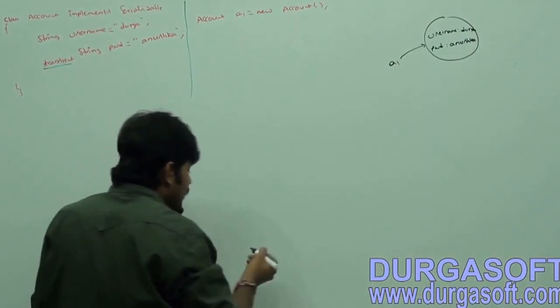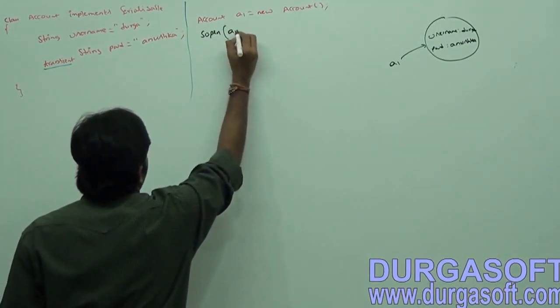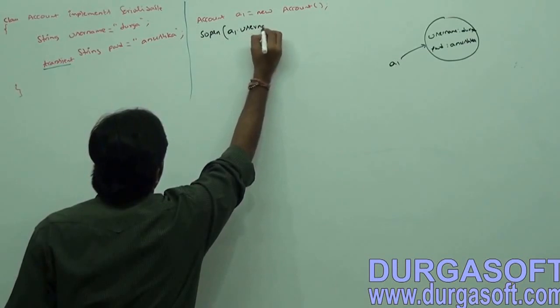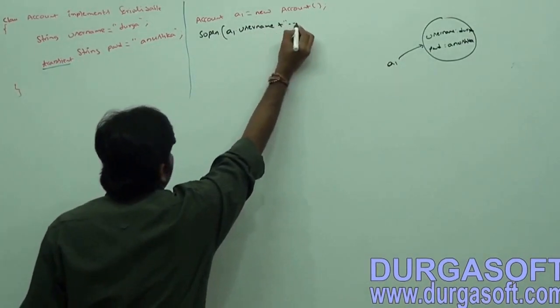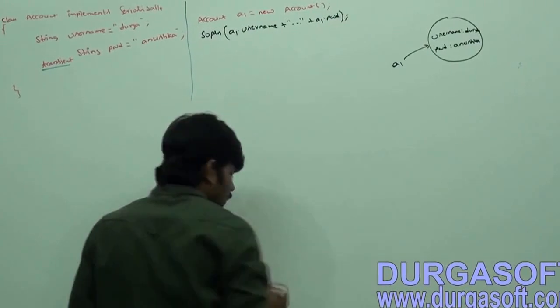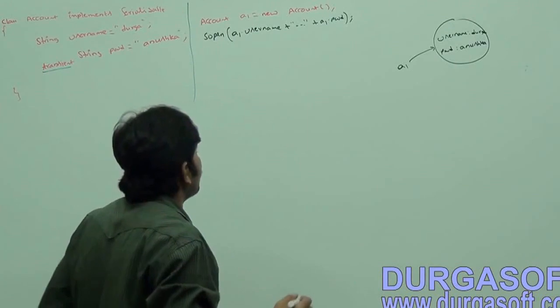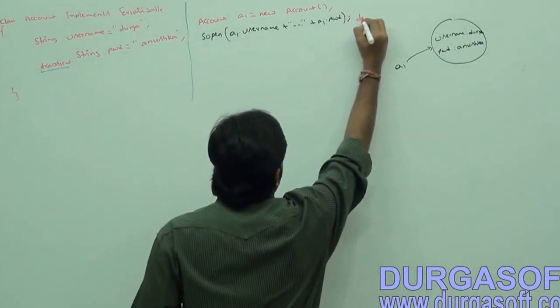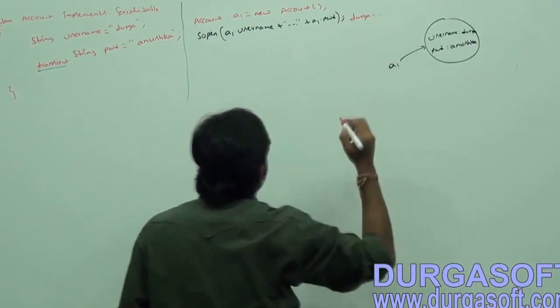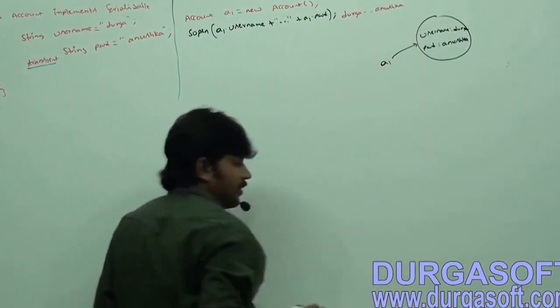Let me print username and password: System.out.println a1.username, a1.password. What is the username? Durga. And what is the password? Anushka. It is nothing but Durga followed by Anushka.